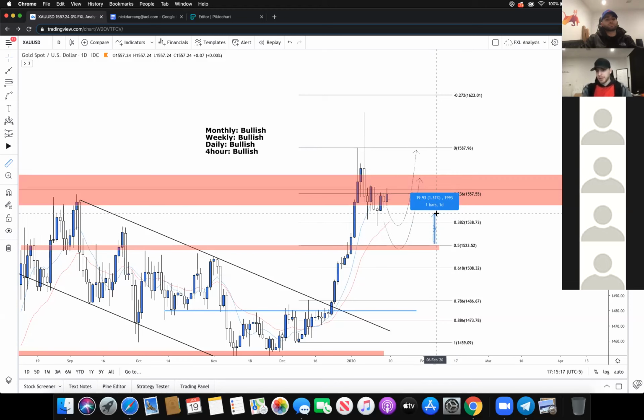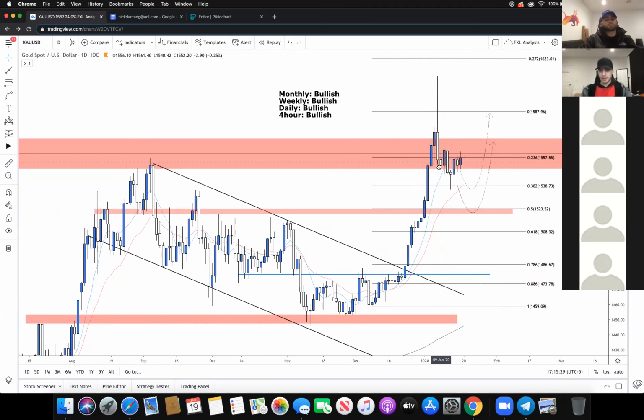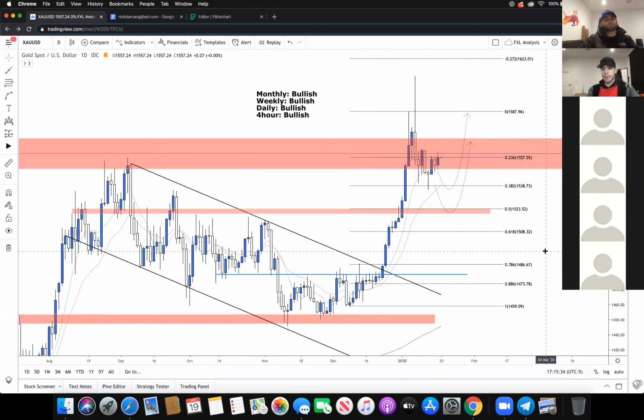Let's say it does come down to this 50% fib level. We enter on a good setup. That's a lot of pips, guys. That's all the way from 1520 to 1620. So just keep an eye on gold. It's very overextended. It's got to breathe. So I'm going to be watching this one this week. It's looking pretty good though.